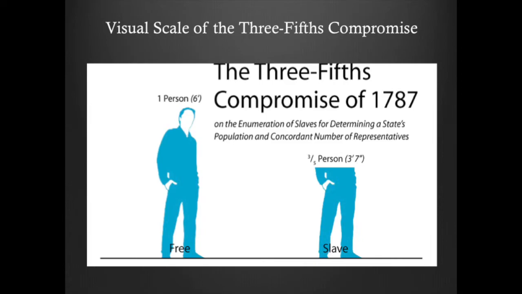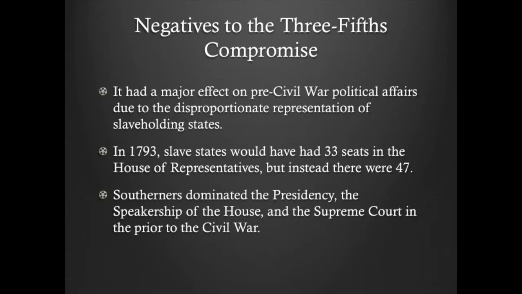There were some negatives to the Three-Fifths Compromise. First off, it had a major effect on the pre-Civil War political affairs due to the disproportionate representation of slaveholding states. In 1793, slave states would have 33 seats in the House of Representatives, but instead there were 47. Southerners dominated the presidency, the speakership of the House, and the Supreme Court prior to the Civil War.